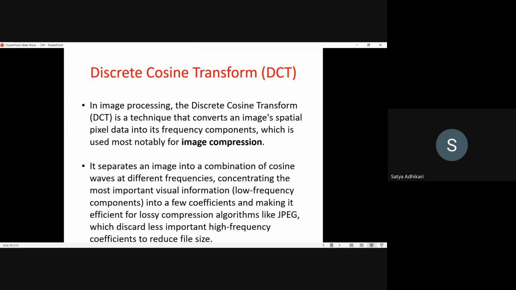In image processing, the discrete cosine transform is a technique that converts an image's spatial pixel data into frequency components, which is most notably used in image compression. I have not written the mathematical equation.